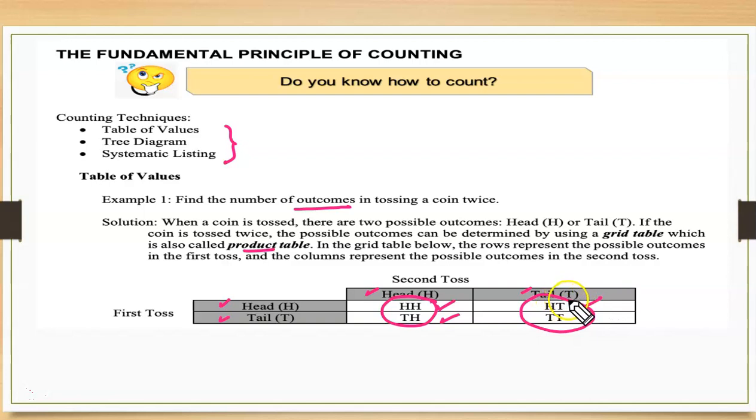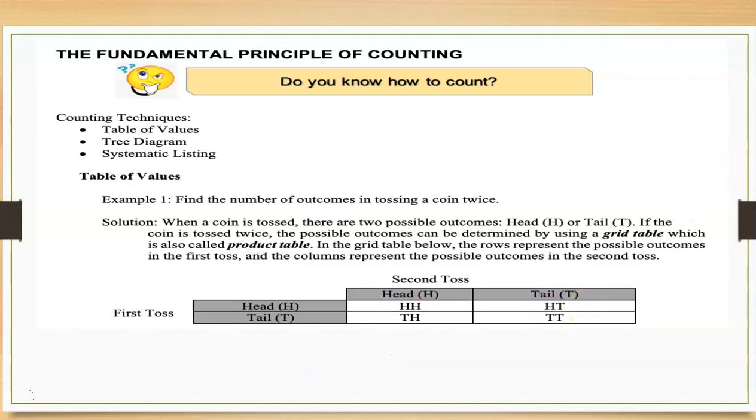But if the first toss is a tail and the second toss is still a tail, we have a tail and a tail. So there are how many possible outcomes? When you toss a coin twice, there are 4 possible outcomes. Again, it could be a head and a head, a tail and a head, a head and a tail, or a tail and a tail. So this is the first counting technique, which is using the table of values.